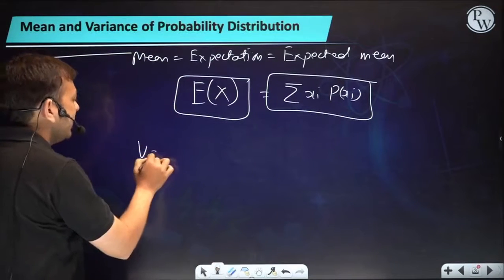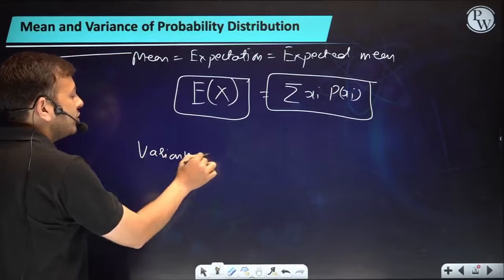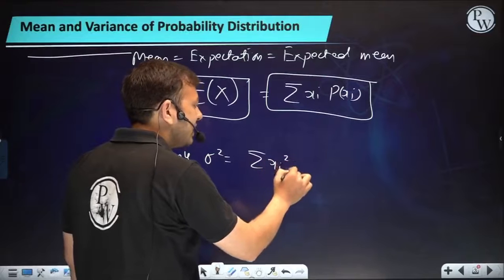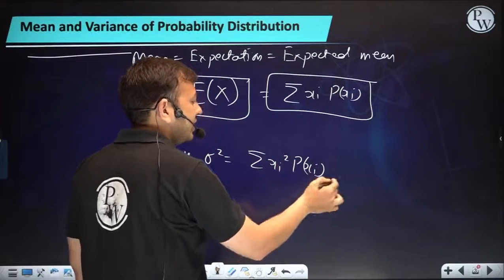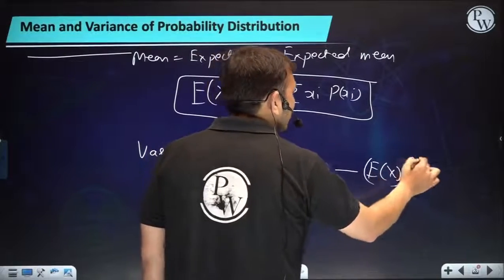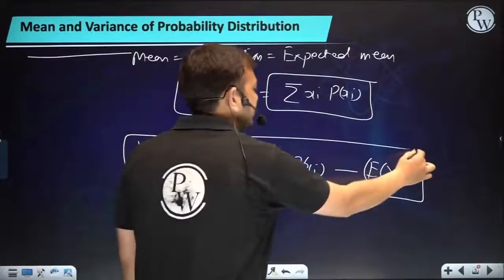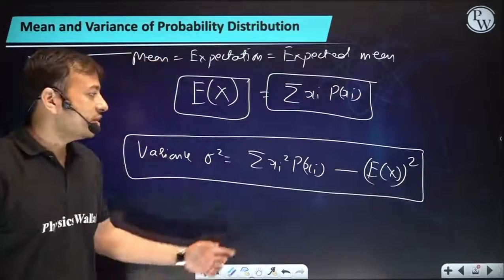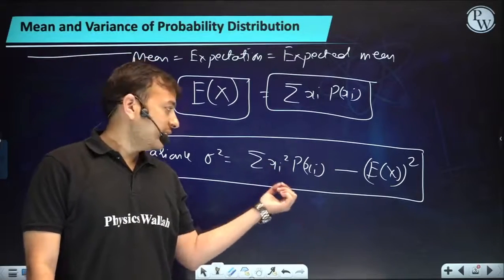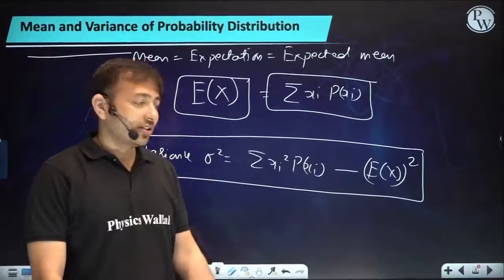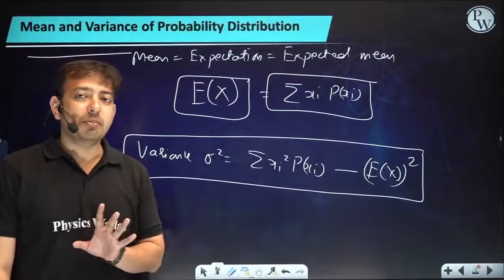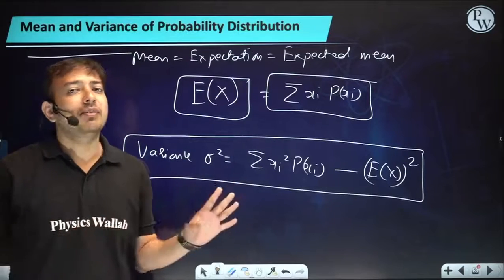Then comes variance, which is also termed as sigma square. This is sigma xi square into p(xi) minus E(x) whole square. A similar formula exists in statistics also, where we put the mean; there it was variable square into fi. So same kind of thing. These are the formulas which you need to remember. Only these three things. Random variable part is over.